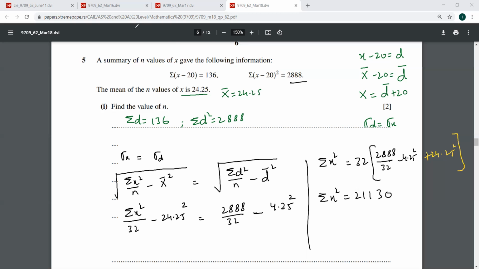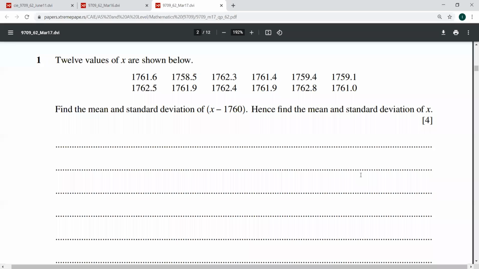So shall I move to the next question then? Okay, this question is from March 17. It is a very first question over here. It says the 12 values of x are shown, and it says find the mean and standard deviation of all of this x minus. This is how he has coded it. Basically, your d is going to be x minus 1760. So you have to take out 1760 from all these values.